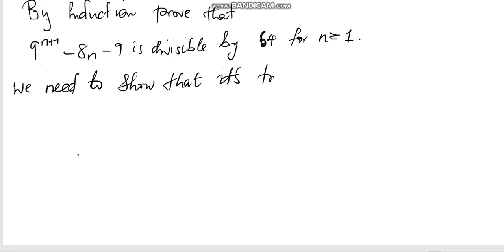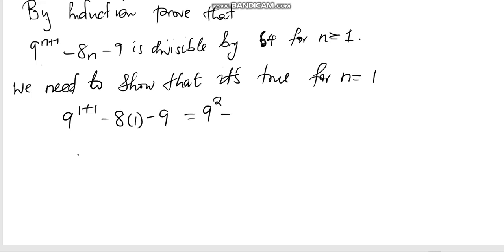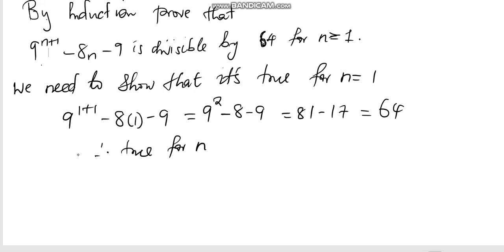So we have to show that it's true for n equal to 1 like this. So you get this expression that we have here. That is 9 to the power 1 plus 1 minus 8 multiplied by 1 minus 9. So that will give us 9 to the power 2 minus 8 minus 9. So this will give us 81 minus 17, which will give us 64. Okay, so this 64 is divisible by 64 without leaving a remainder. So therefore we can say this is true for n equal to 1.